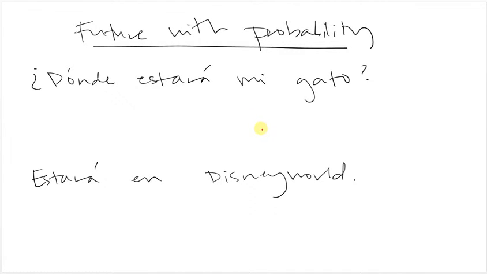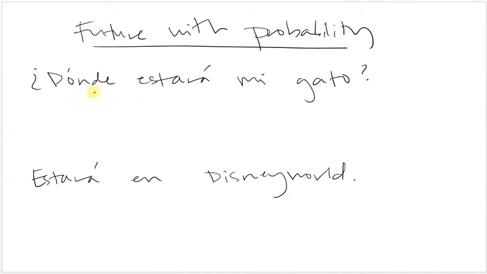Easy and fast video. We are just reviewing what we know about the future tense and the conditional tense. So remember, the future tense means "will" and the conditional tense means "would." But you can also use the future and conditional in a different way, and you can use it with probability. And we talked about this a little bit in Spanish 3, so hopefully you remember.